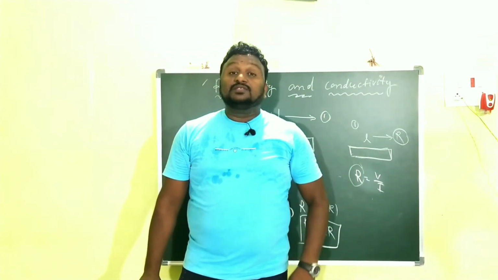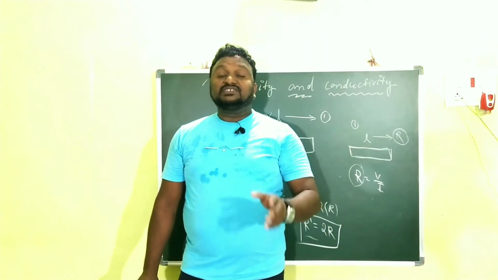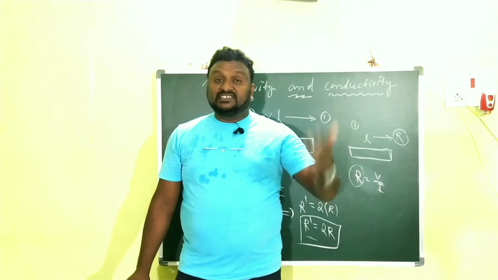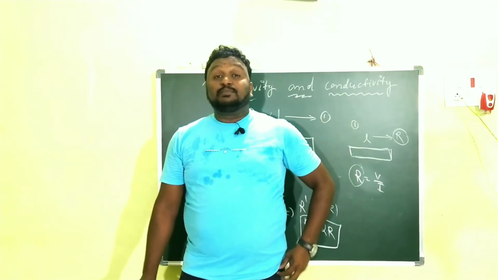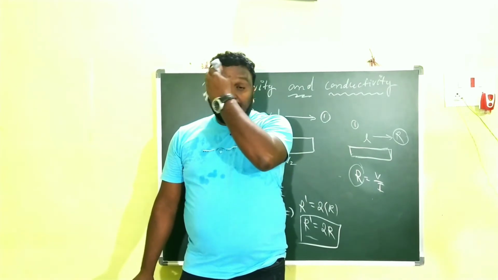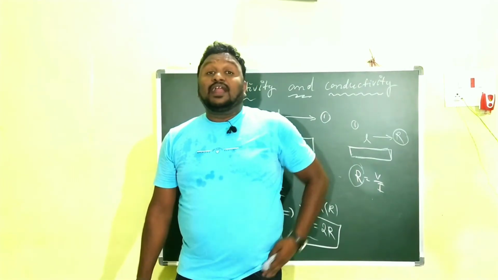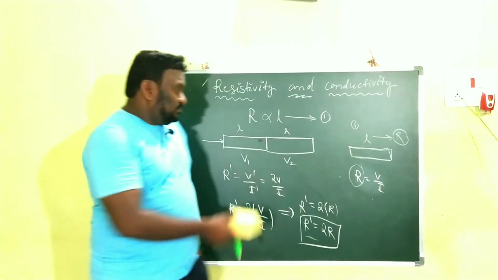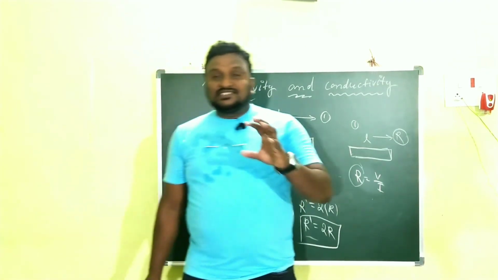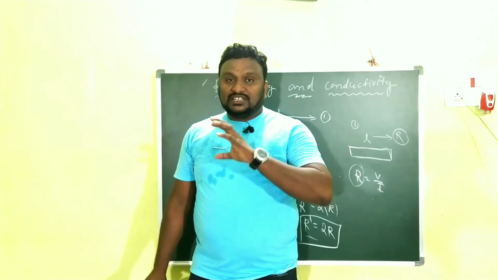Resistance and length of the conductor. That means when the length of the conductor increases, resistance also increases. That means there is a direct proportionality between these two, between R and L. So this is one of the best examples, children. Resistance of the conductor is directly proportional to the length.